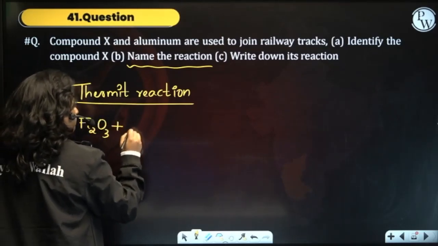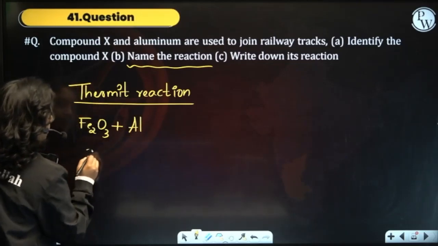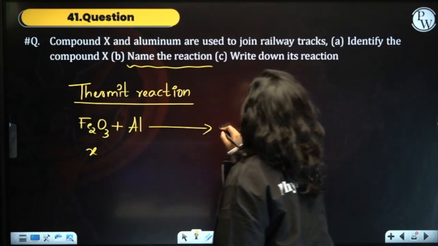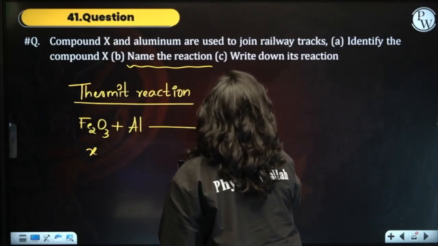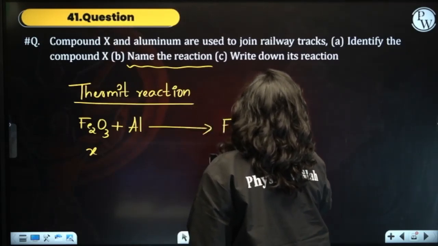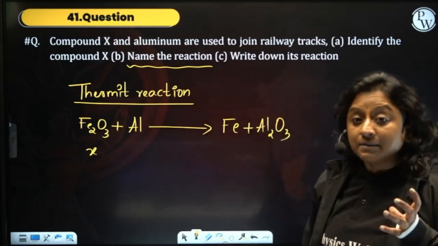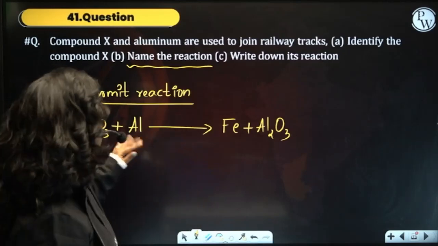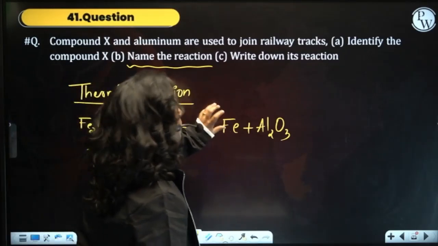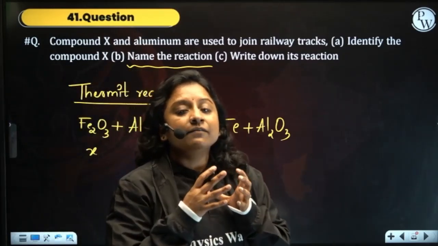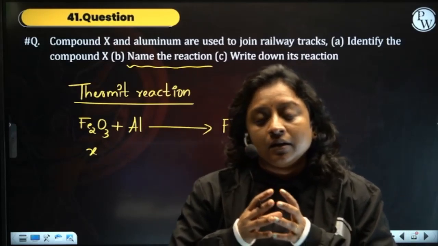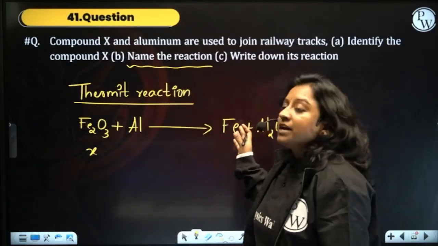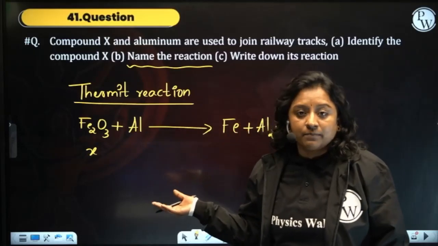Identify the compound X: Fe2O3 reacts with aluminum. So X is nothing but Fe2O3. We get Fe plus Al2O3. This Fe is very spongy and cools down at room temperature, and that's how the railway tracks are joined. Cracked railway tracks get joined because of the spongy iron which cools at that temperature.